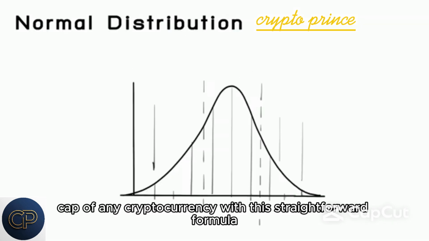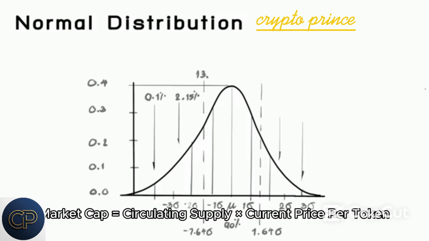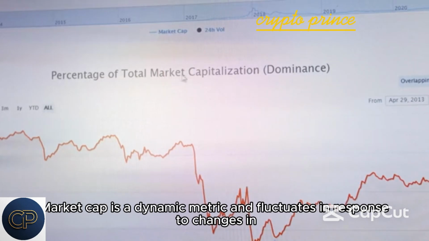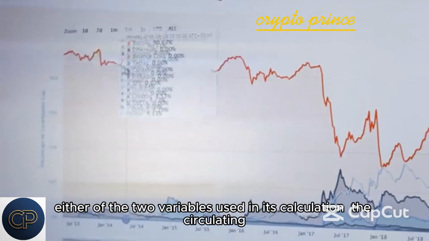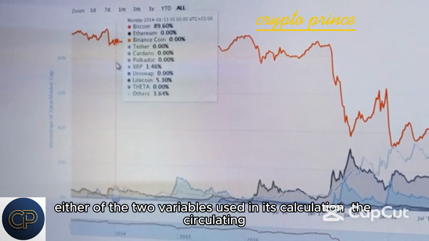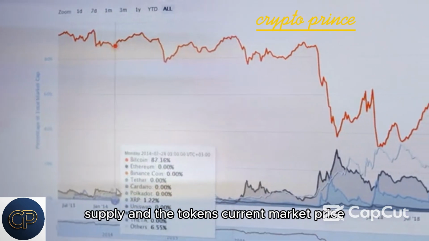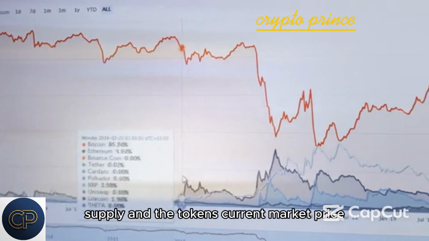How to calculate market cap? Calculate the market cap of any cryptocurrency with this straightforward formula. Market cap equals circulating supply times current price per token. Market cap is a dynamic metric and fluctuates in response to changes in either of the two variables used in its calculation, the circulating supply and the token's current market price.